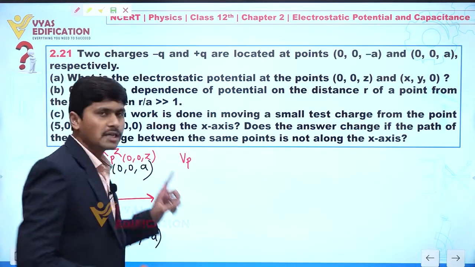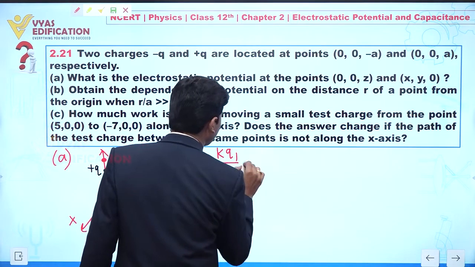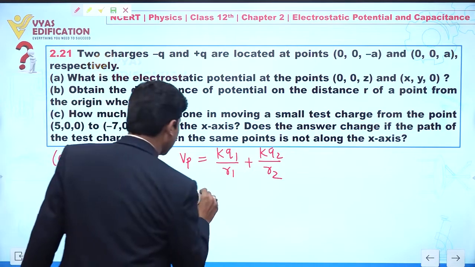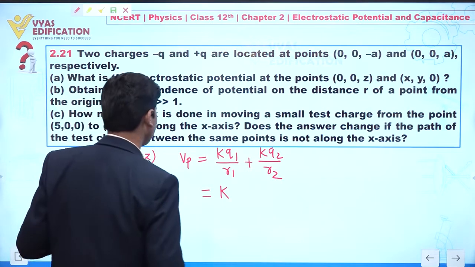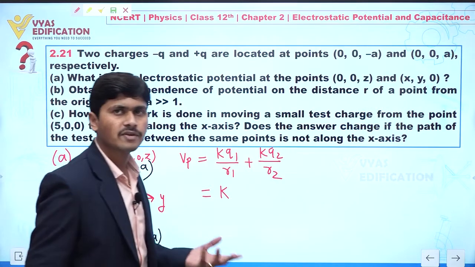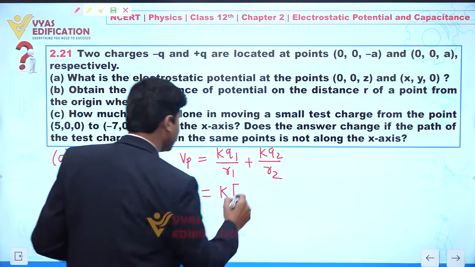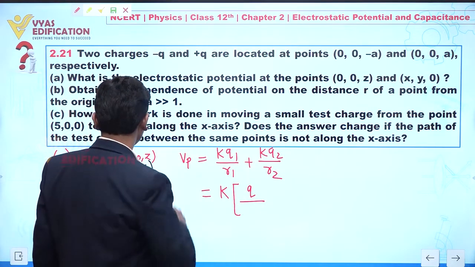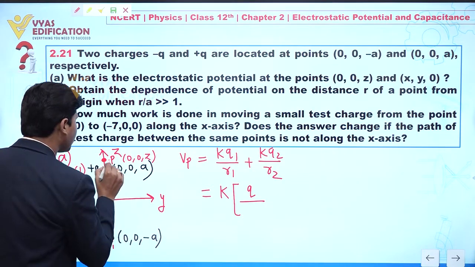The electric potential at point P is given by K Q1 upon R1 plus K Q2 upon R2. Let's suppose I am taking this as 1 and this as number 2. You can take any one or 2. So we can write K Q1, where Q1 is this one, upon R1. R1 is the distance between this point P and this charge Q.